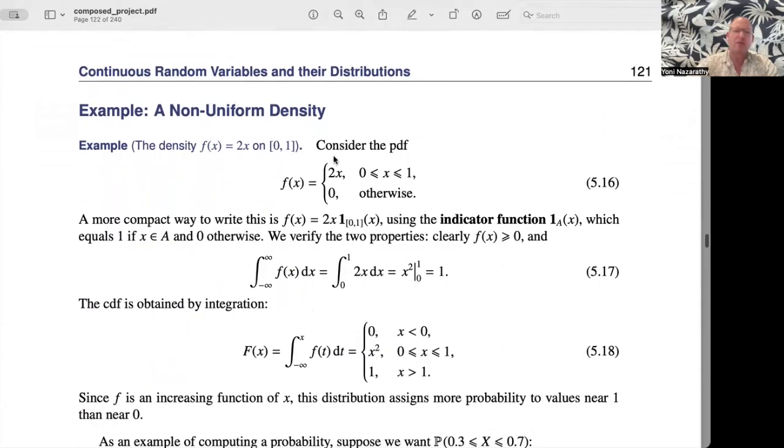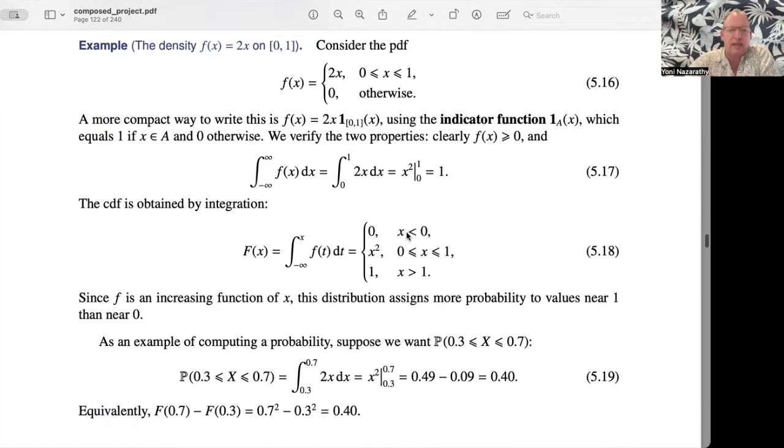Here's an example of a non-uniform density. Again, this is a density function because the integral of the function that is 2x on x being 0 to 1 is just going to be 1. The area of this triangle is 1. And again, for the cumulative distribution function, going for x's that are negative, you're integrating from negative infinity to some negative x, where f of t is just going to be 0.